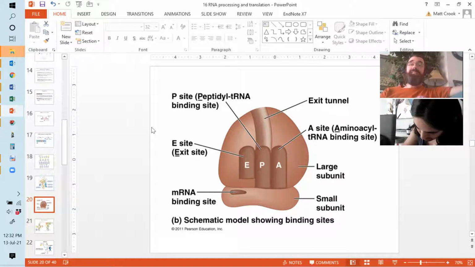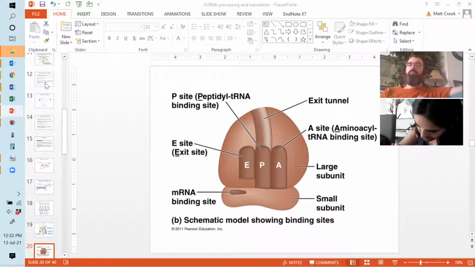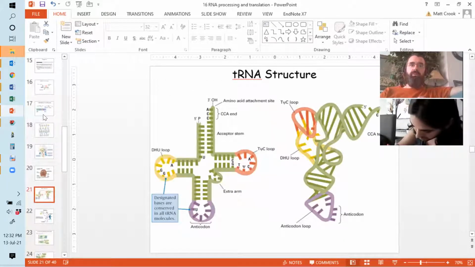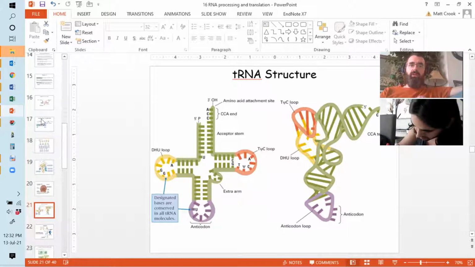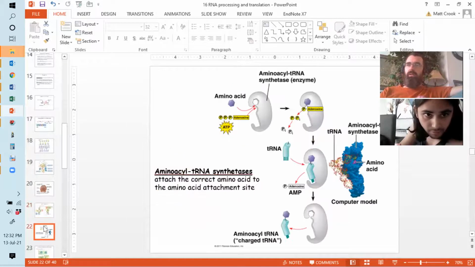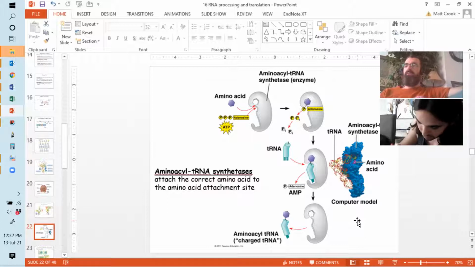So before we even get to that point, we have to get tRNAs charged, right? We have to load up our tRNAs essentially. Where was I? Here we go. So this is essentially what that looks like. This is the actual enzyme itself, kind of what we think it looks like based on folding data and sequence data.